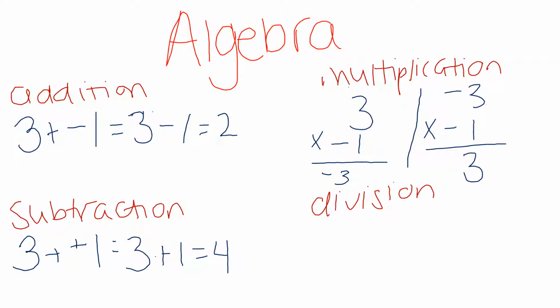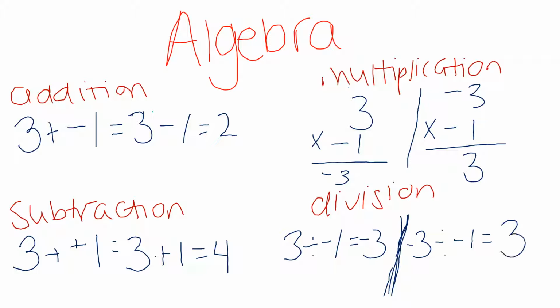Similar thing with division. Let's say we have 3 divided by -1. Division is the same as multiplication. If there's an odd number of negatives, you're going to have a negative answer. Say you have an even number of negatives, you're going to have a positive answer. That's all our operations with signed numbers.